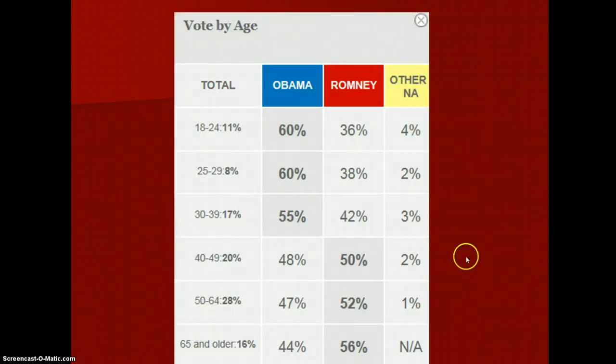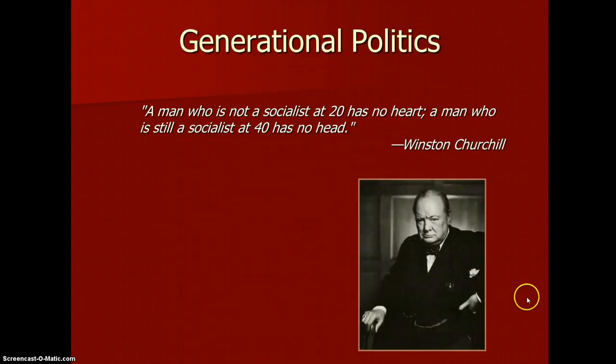It's indicated in 2012, 18 to 24-year-olds supported Obama by 60%, 25 to 29-year-olds supported him by 60%, 30 to 39-year-olds supported Obama but by a smaller margin, and then when we hit 40, people tend to shift. 40 to 49-year-olds supported Romney by 50%, and so on and so forth. So you see that age is certainly a trend that impacts voting. Winston Churchill had a quote that I showed you that says: "A man who is not a socialist at 20 has no heart, and a man who is still a socialist at 40 has no head." So that is just a commentary on how age and generational politics influence voting.